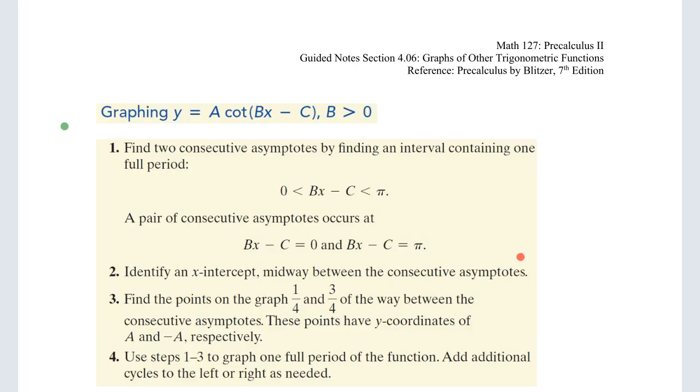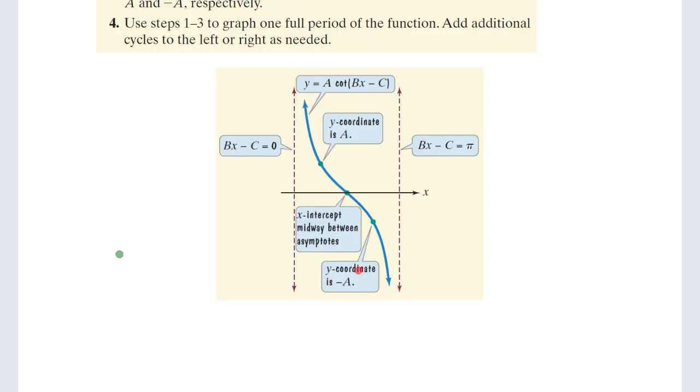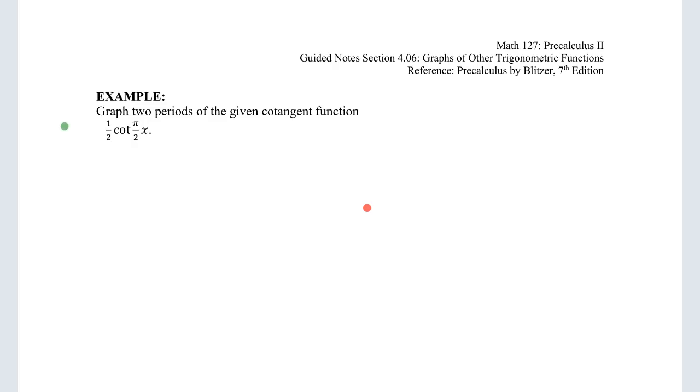Now let me go ahead and move on. As you can see here, it is decreasing from left to right. Given the example, the function y is equal to 1 half cotangent pi over 2 x.